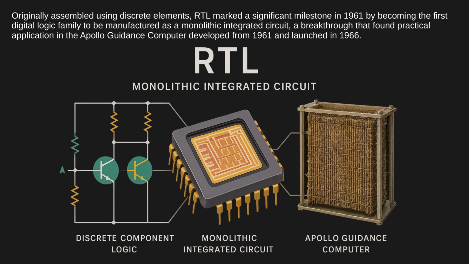Originally assembled using discrete elements, RTL marked a significant milestone in 1961 by becoming the first digital logic family to be manufactured as a monolithic integrated circuit, a breakthrough that found practical application in the Apollo guidance computer developed from 1961 and launched in 1966.